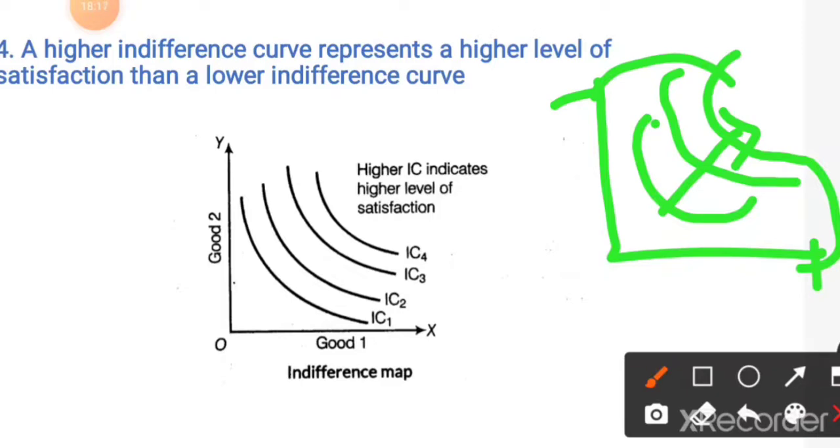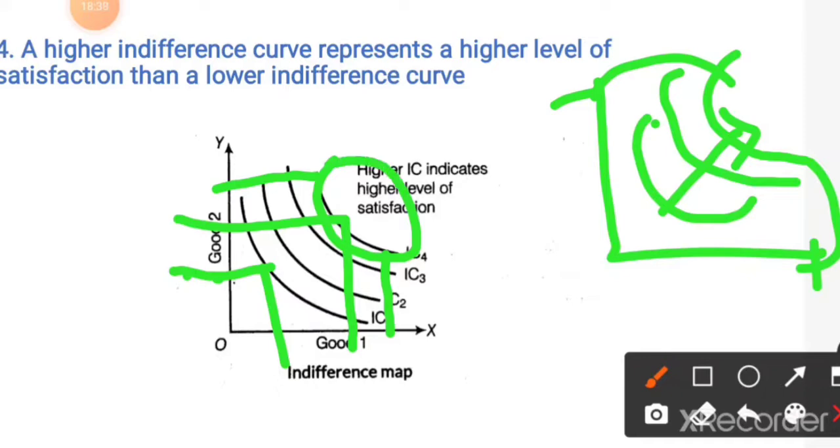Here also you can see, as we move upwards, your satisfaction level will increase. Here you will be sacrificing only some two goods, two commodities, but here the quantity will be more. So this curve will have more importance, as here you will be exchanging more commodities with more of your friends. So a higher indifference curve represents a higher level of satisfaction.